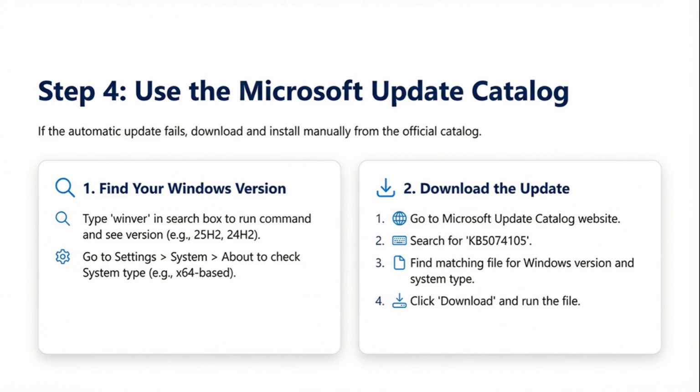If automatic updates fail, download and install manually from the Microsoft Update catalog. Find your Windows version, search for KB5074105, and download the matching file. This ensures you have the correct update for your system.